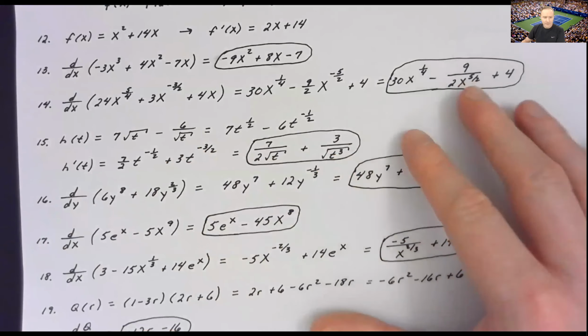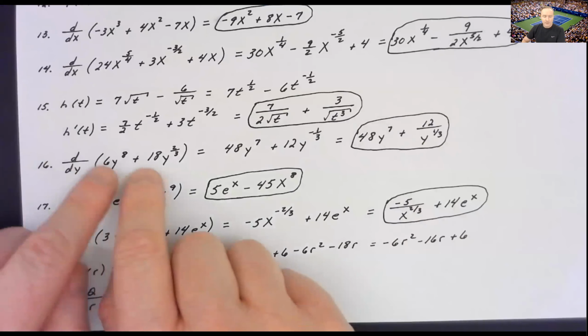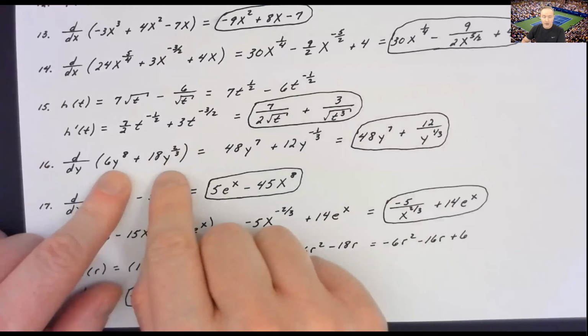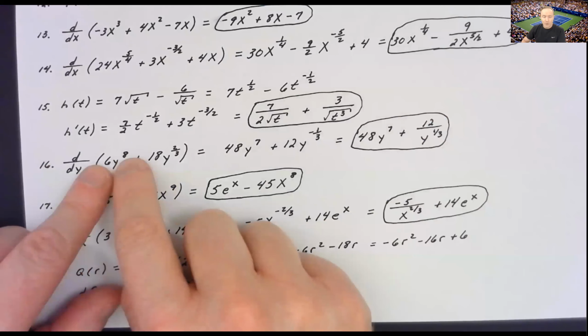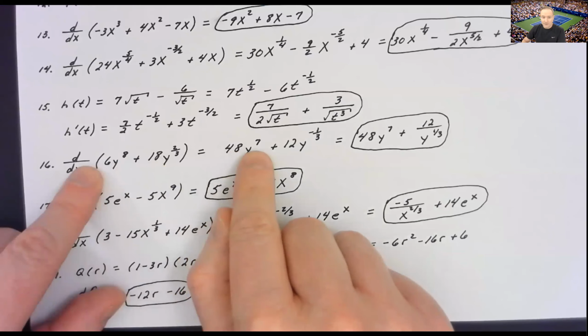Then several of these last few problems are pretty quick. For number 16, it gives me the derivative with respect to y. So again, just power rule. 6y to the 8th. 8 times 6 is 48. I get 48y to the 7th.